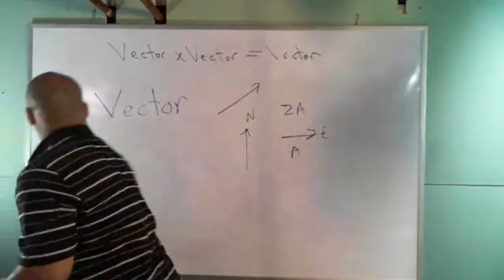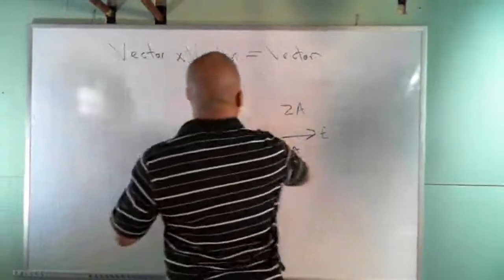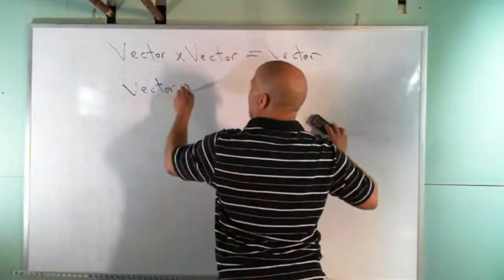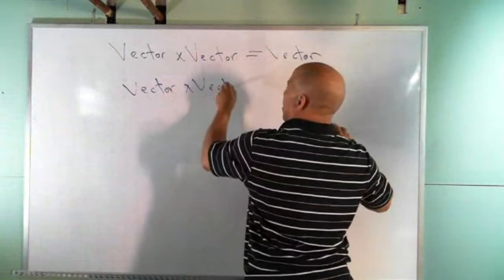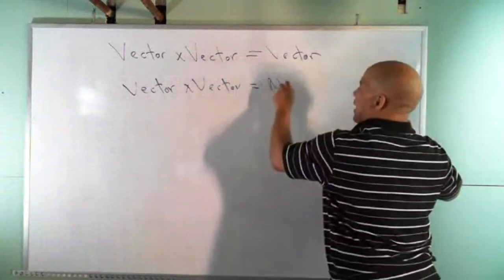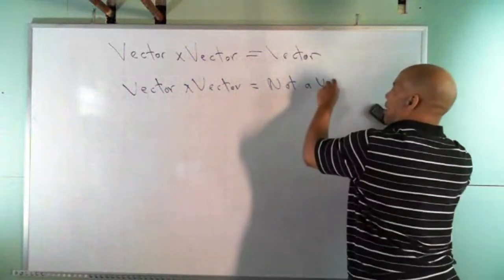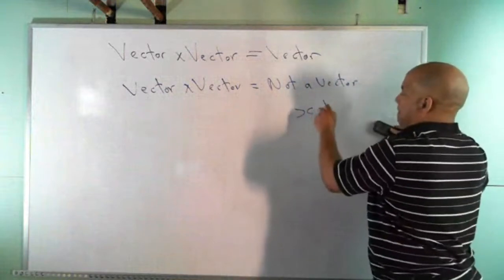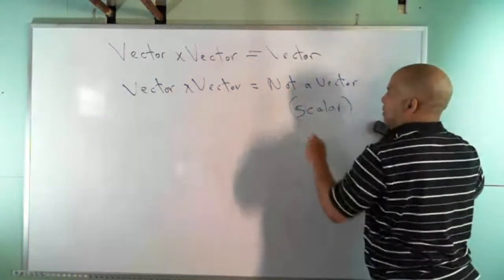Other times you multiply a vector times a vector, and you get something that's not a vector. We call that a scalar. It's not a vector.